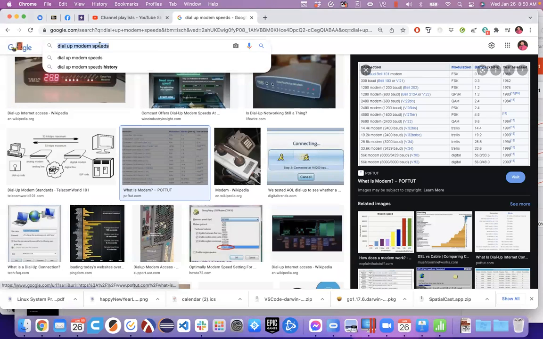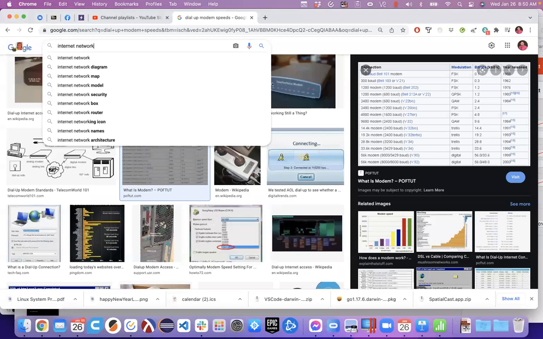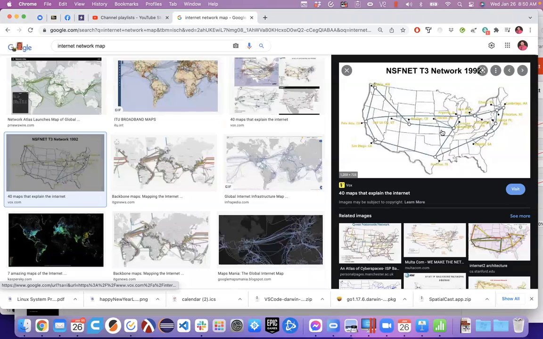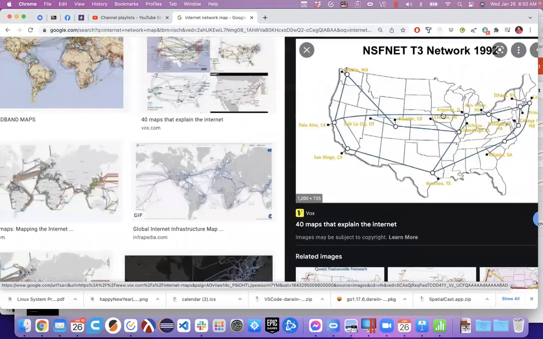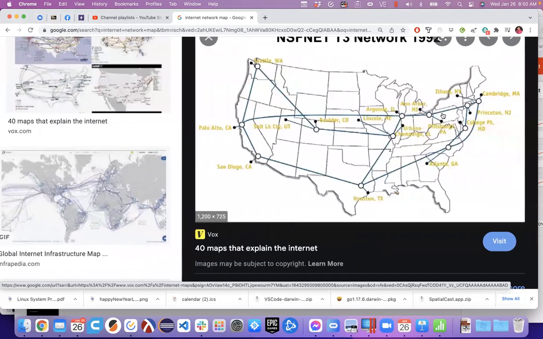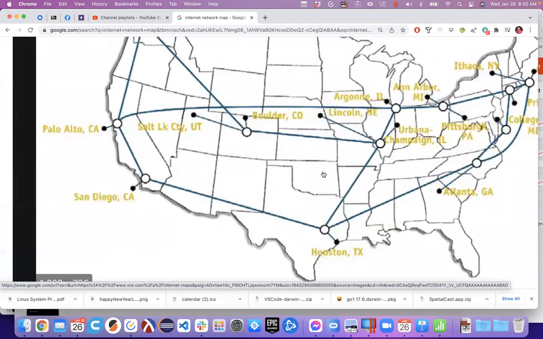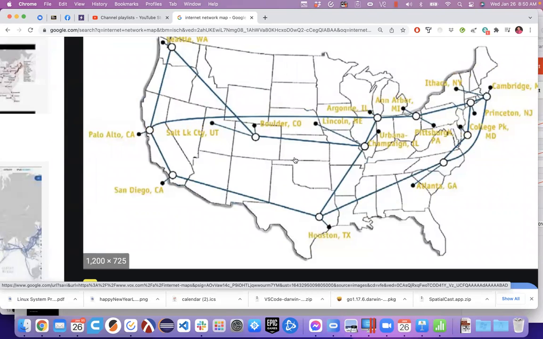If we do internet network map, let's see what we get out of this. Well, that's from 1992. That's actually probably not going to be a horrible one to look at. It was a little simpler back then. So in the early days of the internet, these pictures aren't quite to scale, but this is what the internet looked like. So these were the major hubs of the internet.